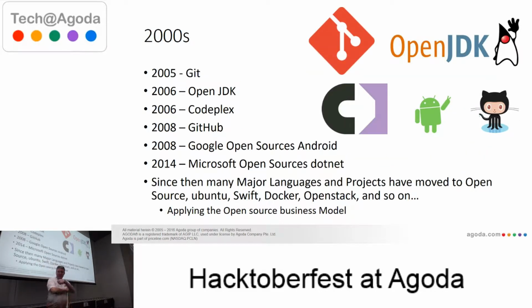And in the 2000s, or the noughties, we saw things like Git come out, Java came out with the OpenJDK, Codeplex, followed by GitHub, Google open sourced Android, and also Microsoft open sourced .NET, which was a huge one for the Microsoft community. So if Microsoft does do open source, we're a bit late in the game though. And since then, in the last 20 years, is when this has really exploded, and people have started applying this open source business model.